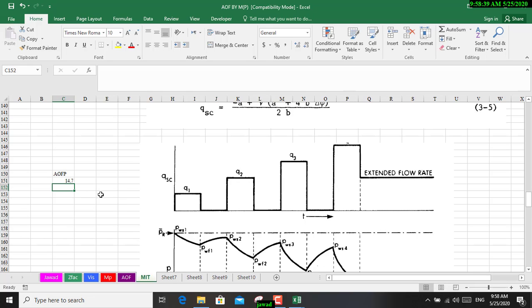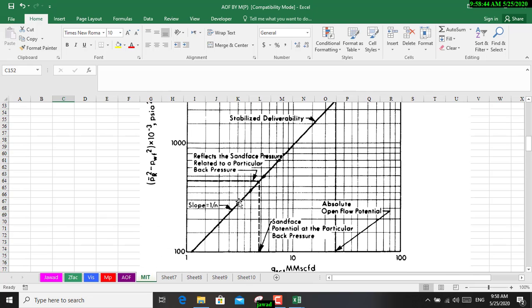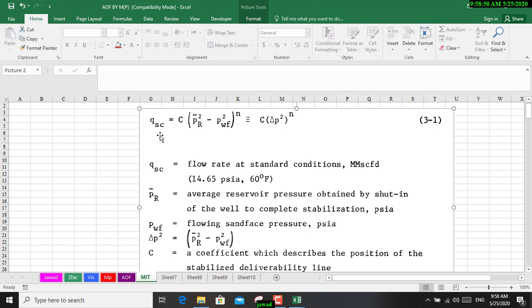I have two methods. I have the empirical method: Q standard equals C times (PW) to the power N. Okay, it is empirical, has no derivation. I have Q, I have P, and I have PW flowing from the isochronal test. So I plot this on the x-axis and this on the y-axis to get N and C.